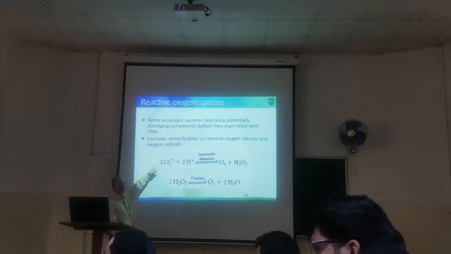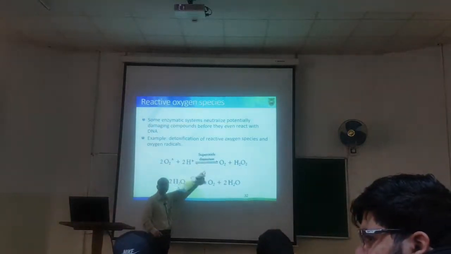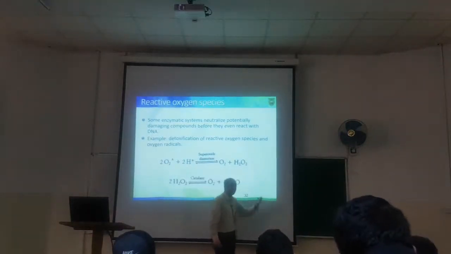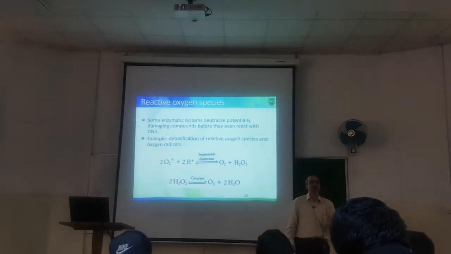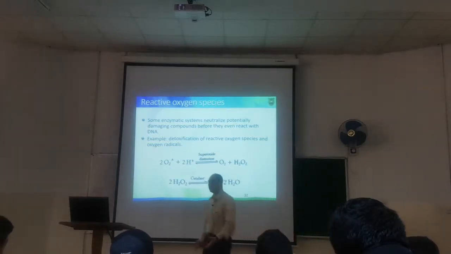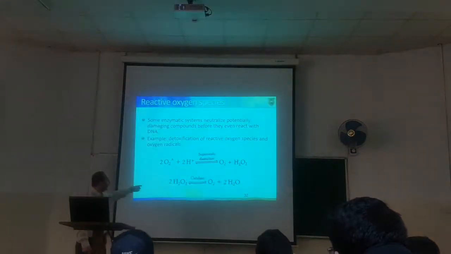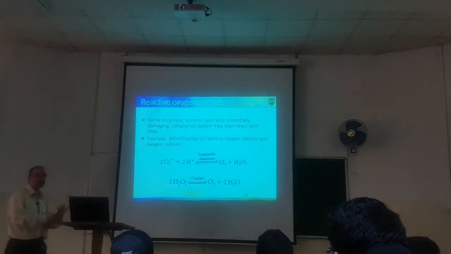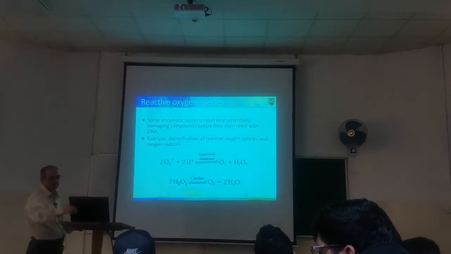So this free radical can be converted to hydrogen peroxide by superoxide dismutase. Hydrogen peroxide is also a reactive oxygen species. Although it is not as damaging as superoxide, it's still reactive oxygen species and it must be removed. So there's another enzyme called catalase. It converts the hydrogen peroxide into water and oxygen molecules that are not damaging whatsoever. Okay.